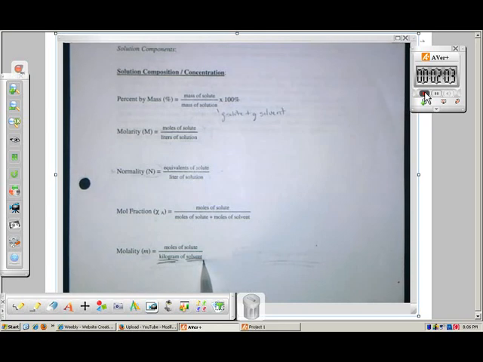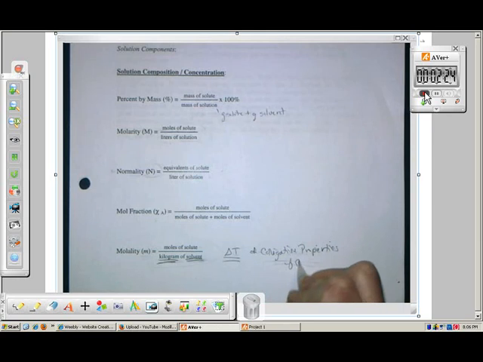This is particularly useful when our solution is undergoing a change in temperature. We will see this mostly when we investigate colligative properties. The presence of a solute affects the physical properties of the solvent. Recall learning about freezing point depression, boiling point elevation, vapor pressure lowering. We're changing, namely, the temperature.